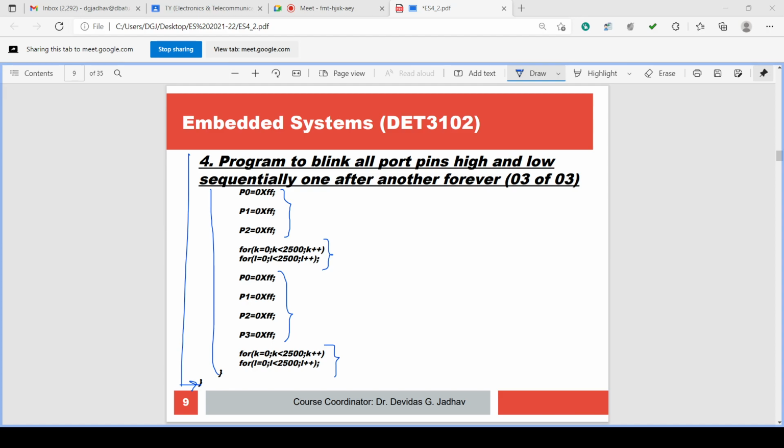Remaining many things we have already discussed in previous programs 1, 2, 3: how the for loop executes, what the hex number is, and how it is output at port 0, port 1, port 2, port 3. How 00 is output, how FF is output. What the forever loop, for round bracket semicolon semicolon round bracket, is. While(1) is also a forever or infinite loop. These things we have already discussed.